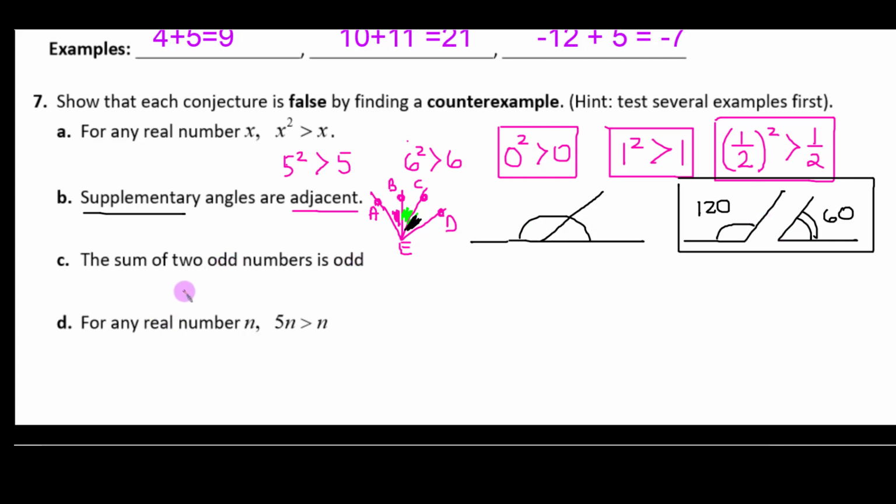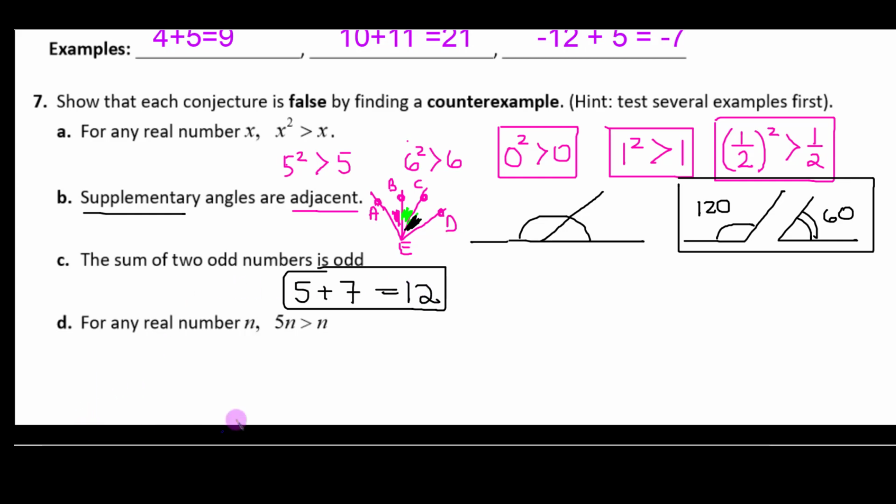The next one says the sum of two odd numbers is odd. So just pick two odd numbers. Let's say I pick 5 plus 7. Okay, and 5 plus 7 is 12. Right there is my counterexample because I should have gotten an odd number according to the conjecture, and I got 12, which is an even number. So right there, I'm done.